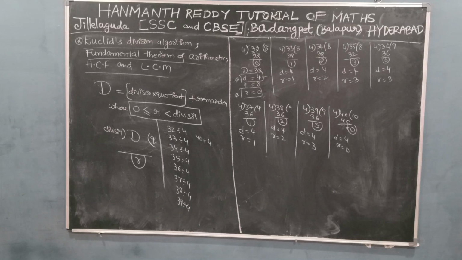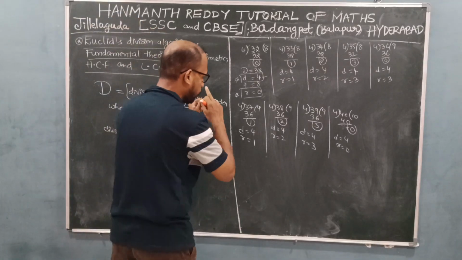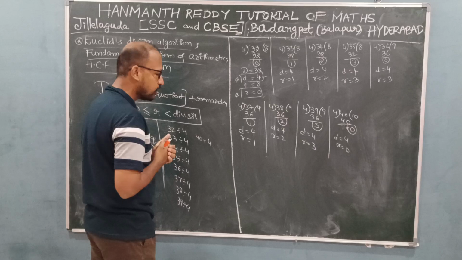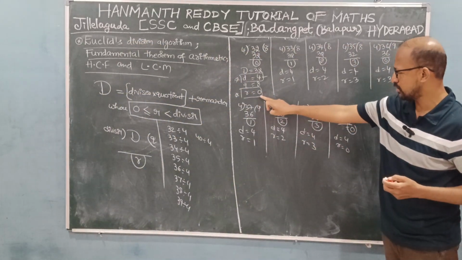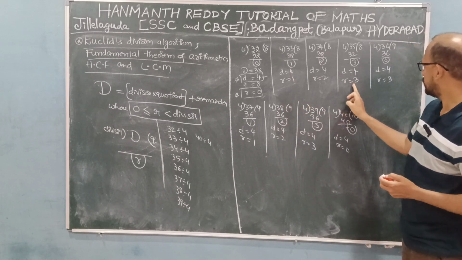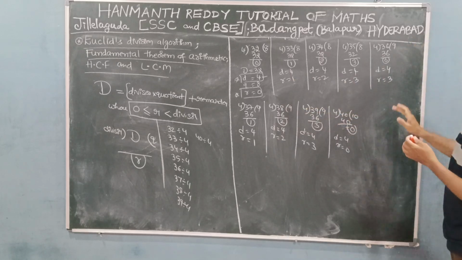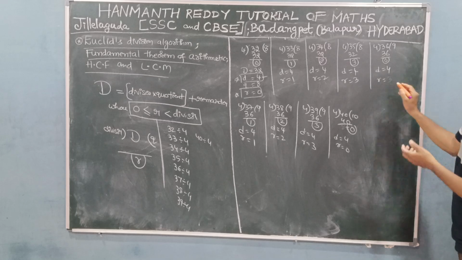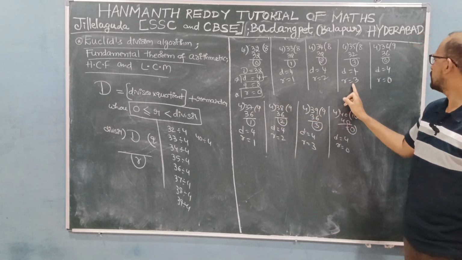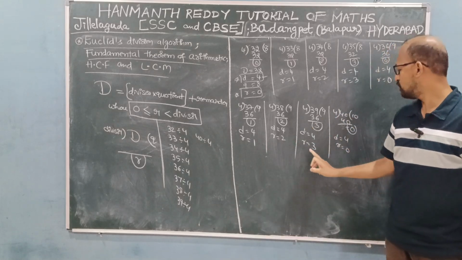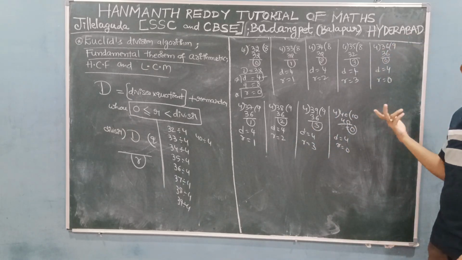All the questions contain divisor 4. The divisor is 4 for all the questions, but observe the remainder carefully. First, the remainders: for 4, 9, 36, the remainder is 0. The remainders are 0, 1, 2, 3.